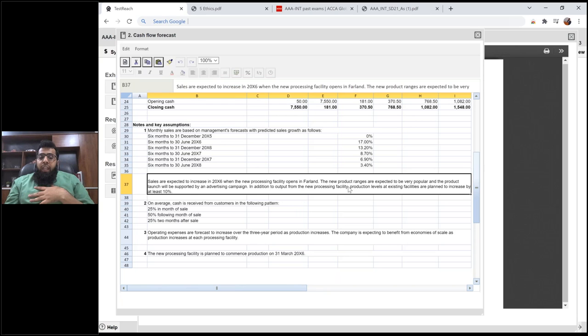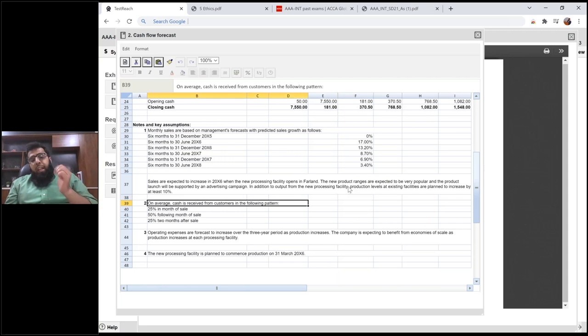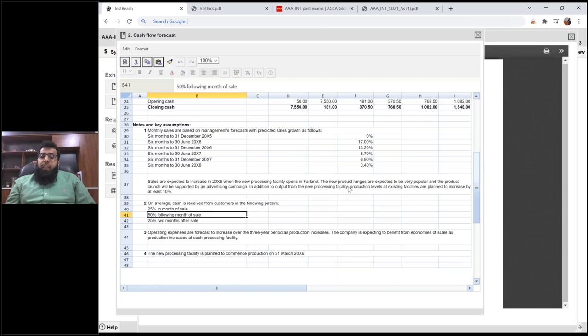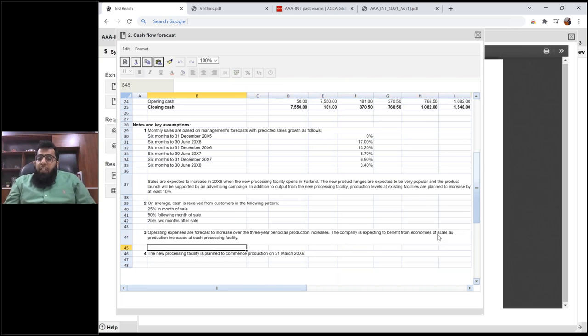On average, cash is received in the following pattern: 25% in the month of sale, 50% the month following the sale, and 25% 2 months after the sale. Operating expenses are forecast to increase over the 3 year production period as production increases. The company is expecting to benefit from economies of scale. The new processing facility is planned to commence production on 31st March 2006.